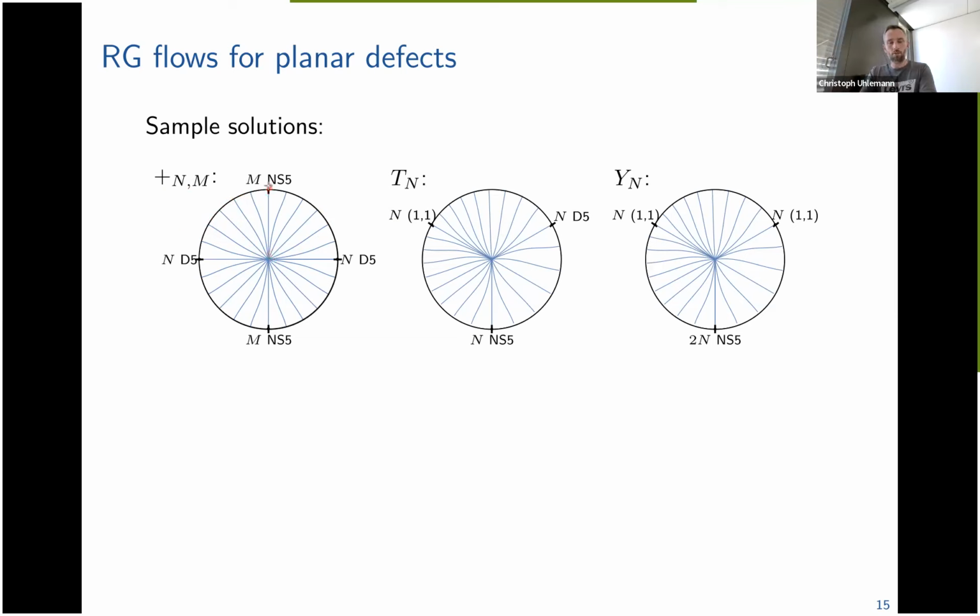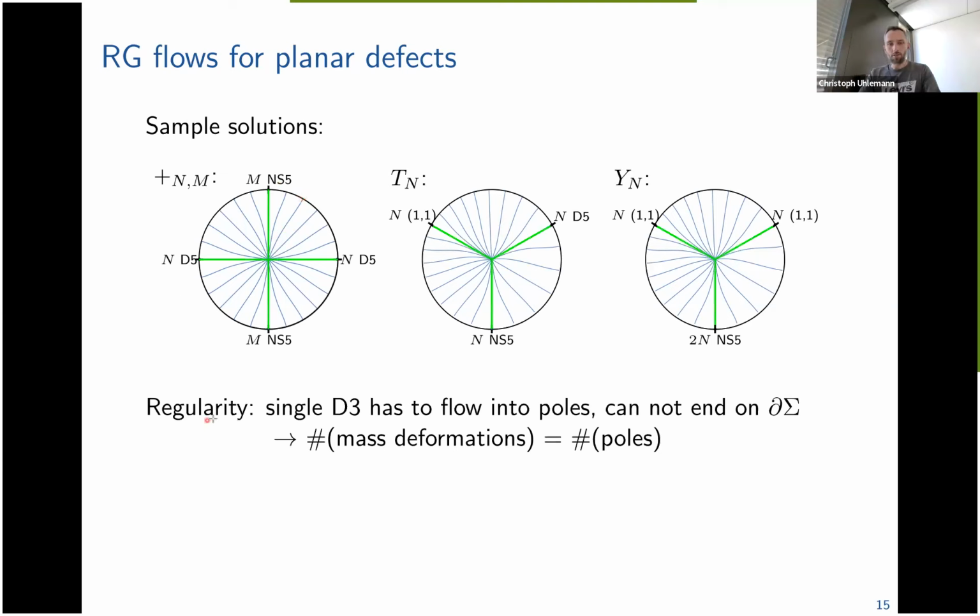Another crucial point is if we look at a semi-infinite D3 piercing the 5-brane web, we have only one D3 in the holographic dual. And since it does not wrap this S2 here, it cannot end on the boundary of this Riemann surface. It's not allowed to just go up and terminate there. So regularity requires that a single D3 brane has to flow into the poles in the supergravity solutions.